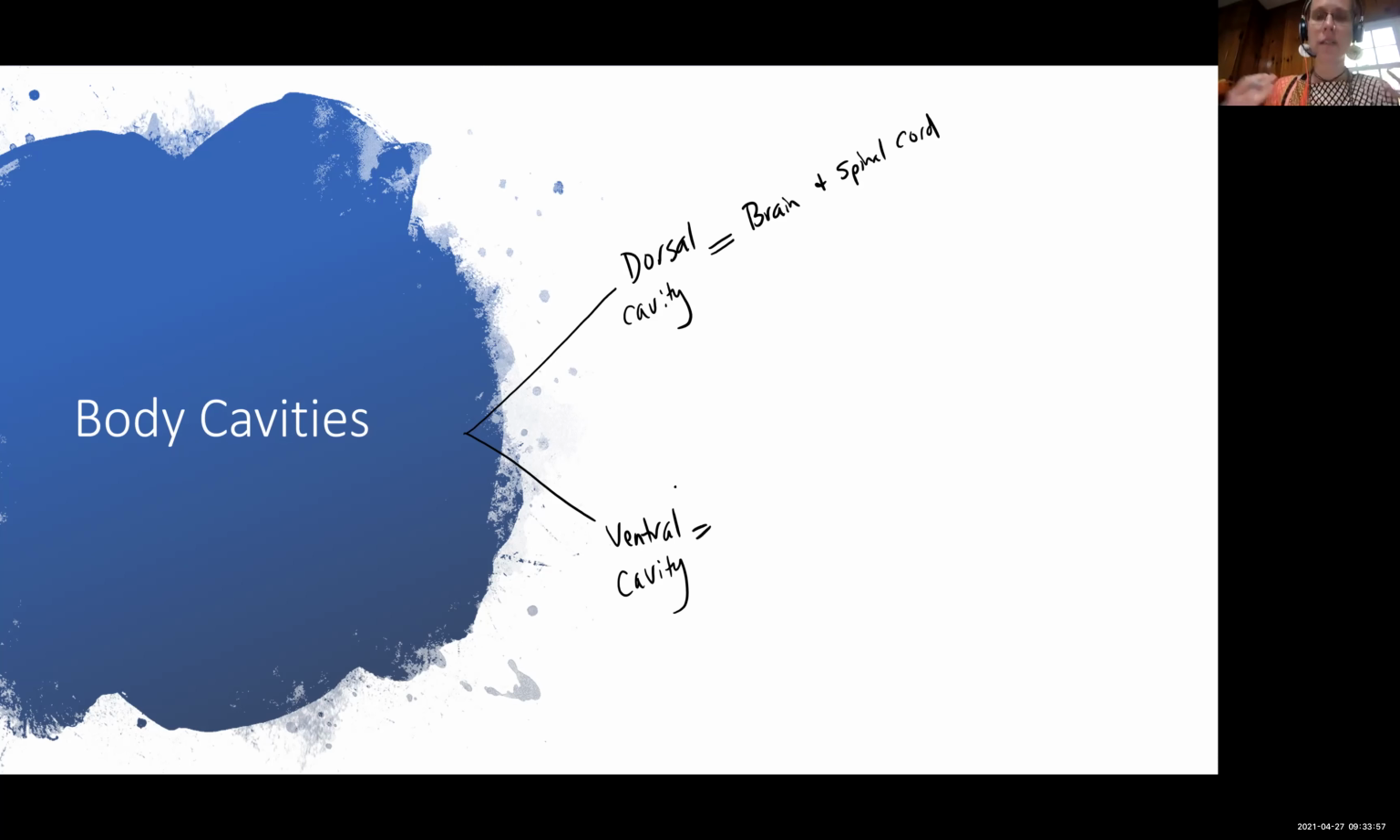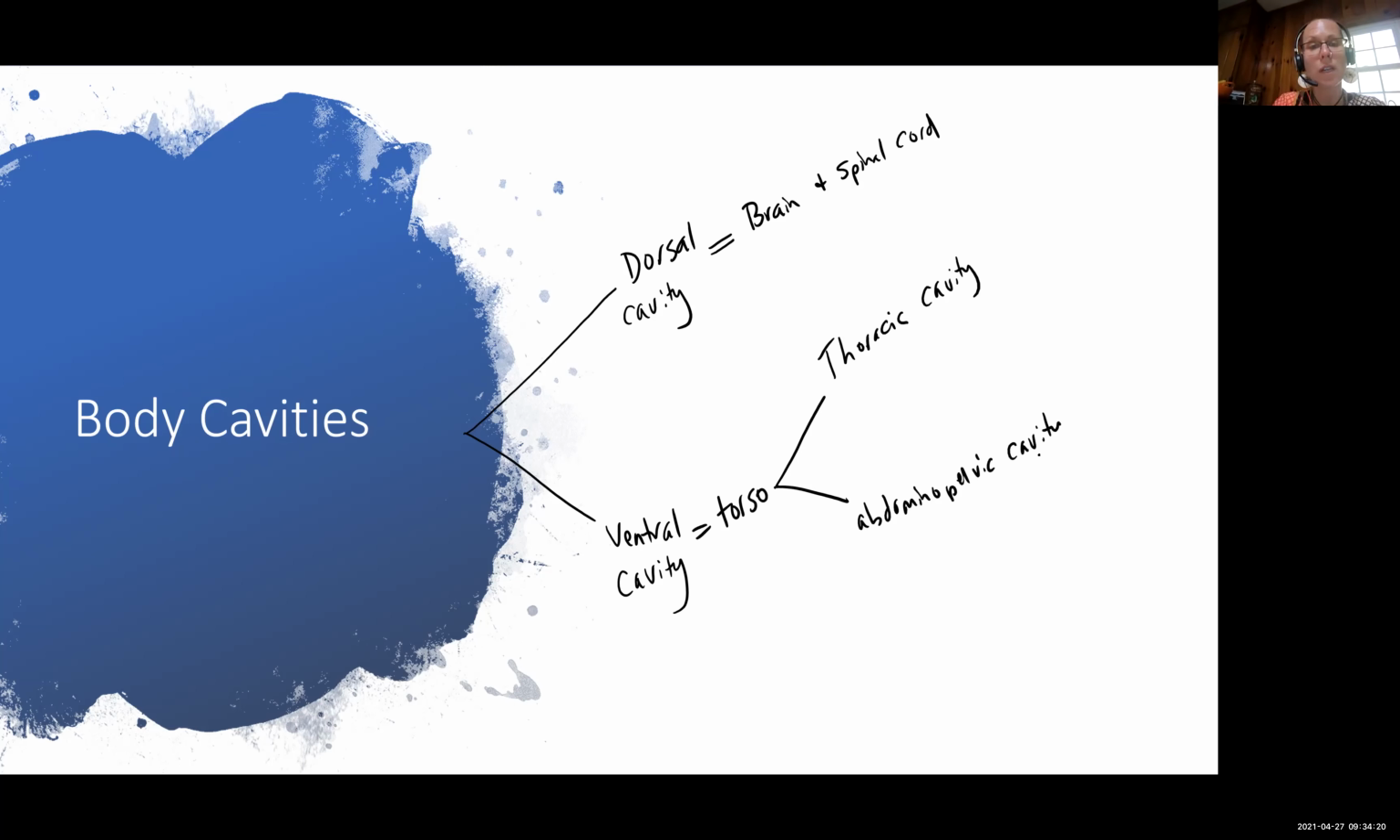The ventral cavity is like your whole torso. So I'm going to say torso here. Ventral's front. Now we can divide the ventral cavity up into the thoracic cavity and the abdominopelvic cavity. This is helpful when we're doing an anatomical discussion. Where is the heart located? It's located in the thoracic cavity. Where is the stomach located? It's located in the abdominopelvic cavity.